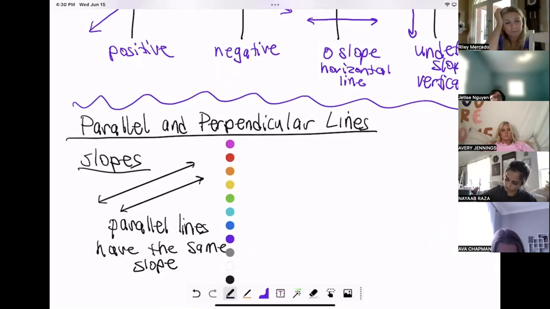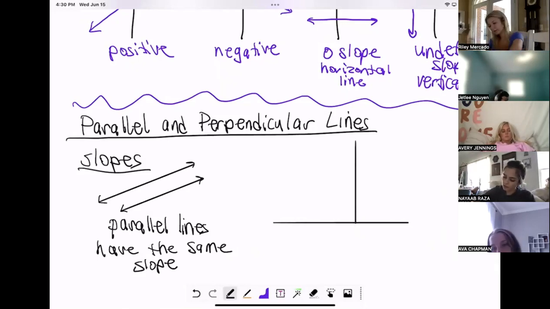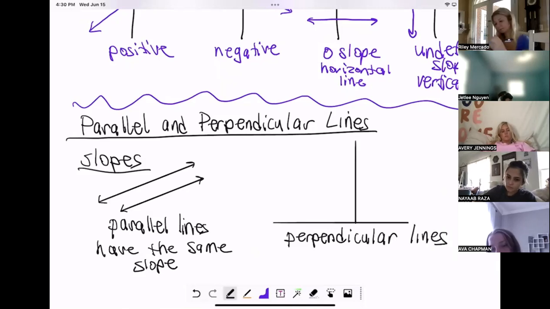Okay, let me see if I draw perpendicular lines. Okay, that was awful. Go on. Okay, perpendicular lines. That's the one that's hard to remember, perpendicular lines. Obviously, they don't have the same slope.